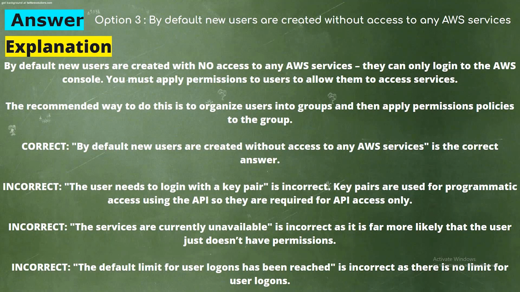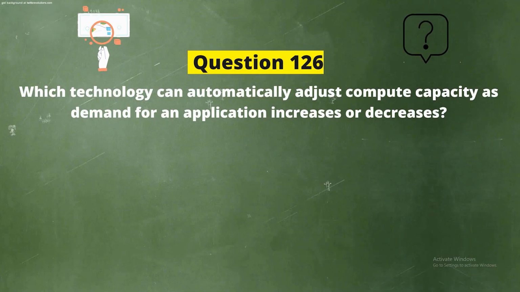Incorrect. The services are currently unavailable is incorrect, as it is far more likely that the user just doesn't have permissions. Incorrect. The default limit for user logons has been reached is incorrect, as there is no limit for user logons. Next question. Which technology can automatically adjust compute capacity as demand for an application increases or decreases?